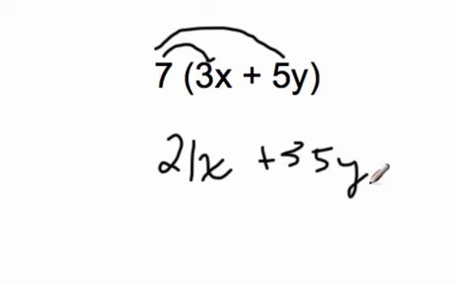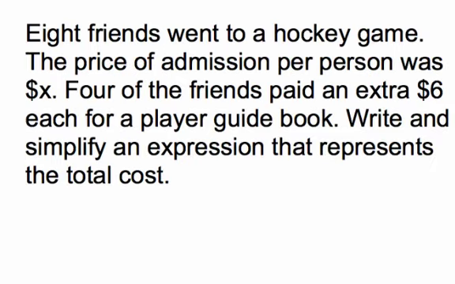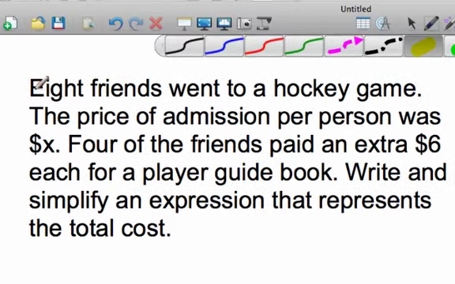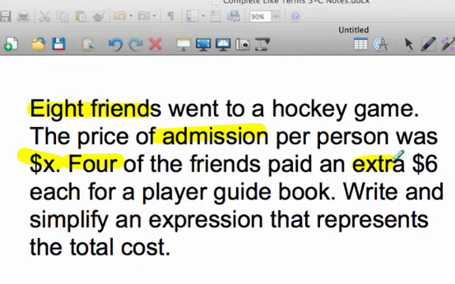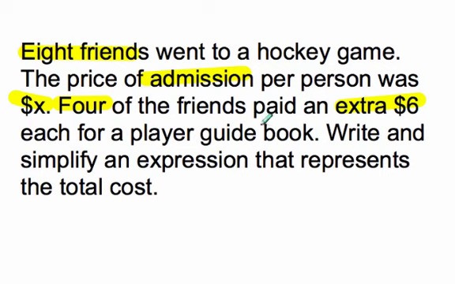One more example we're going to try is, we've got a word problem here. And it says 8 friends went to a hockey game. That's important to know, that 8 part. So we're gonna have to highlight that, I think. So 8 friends. There's 8 people involved. The price of admission per person was X dollars. So that's admission. X dollars. 4 of the friends, so 4 out of 8 people, paid an extra $6 for a player guidebook. That means 4 players didn't. Write and simplify an expression that represents the total cost.